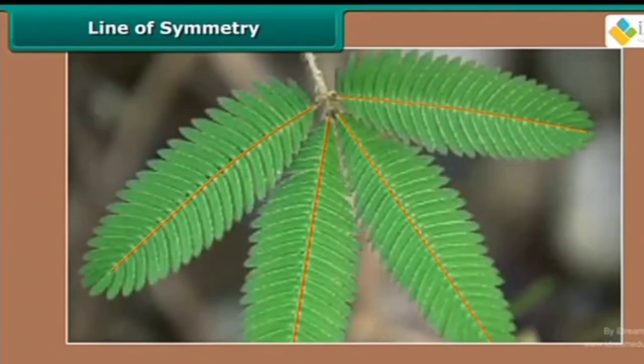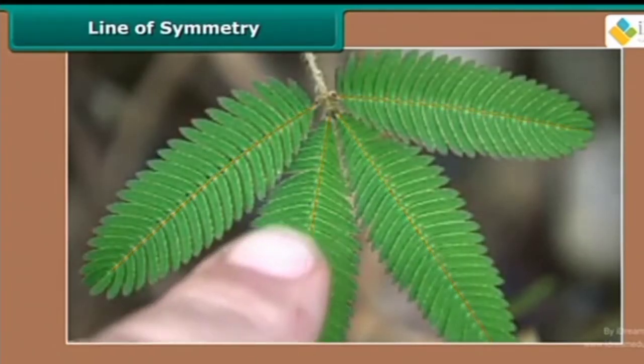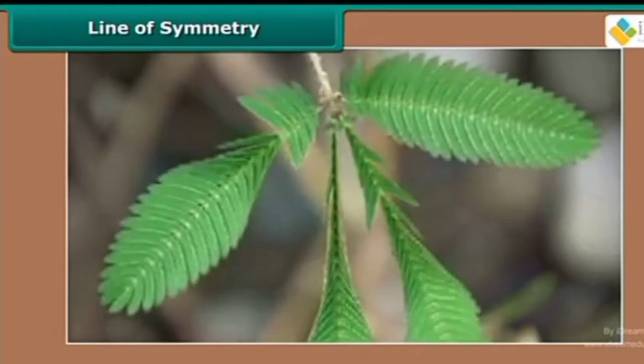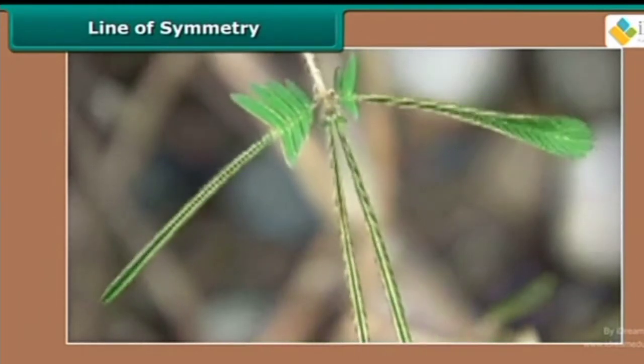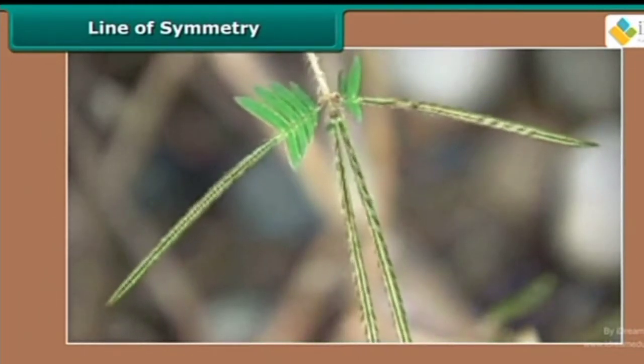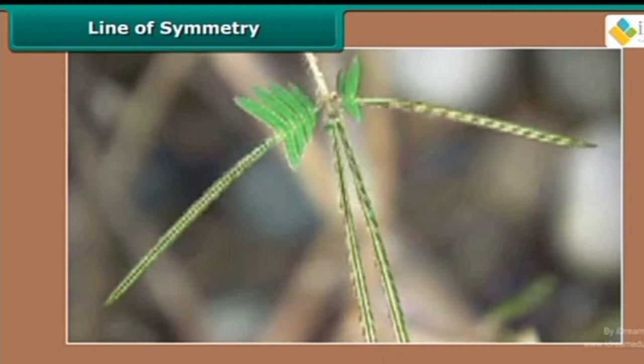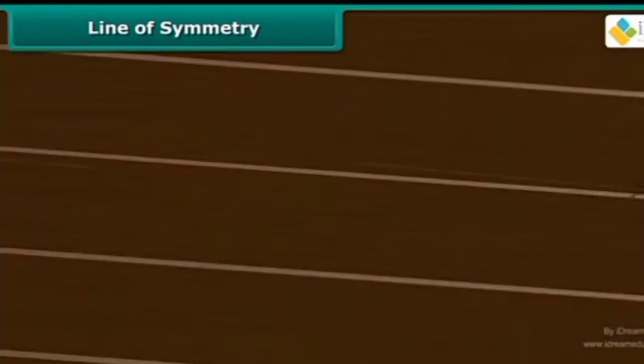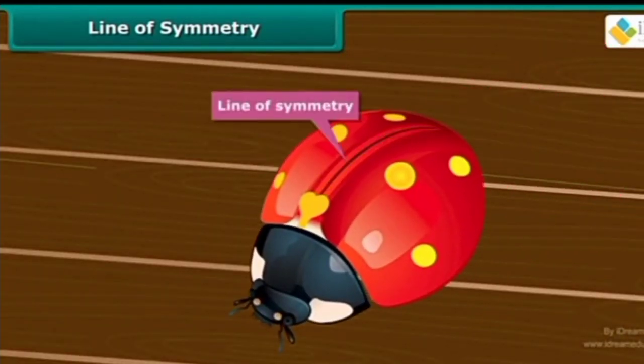Touch me not plant's leaves. When you touch, it is folded in halves. Can you see the two halves matching each other? This particular line created by folding of the leaves is called the line of symmetry. This bug also has a line of symmetry along which it folds into two identical halves.